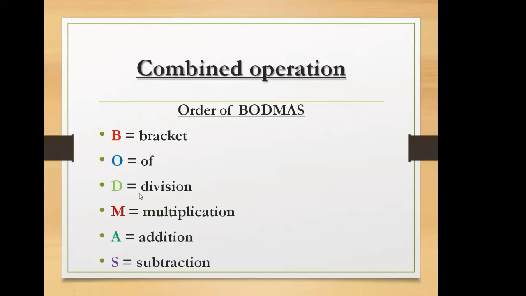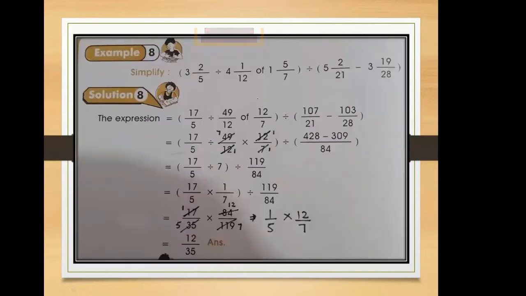In step number two, we will solve division. In step number three, we will solve multiplication. In step number four, addition. And in step number five, subtraction. So this is the order and the sequence of the BODMAS rule, that is how we can solve a question if there is BODMAS in the question. Now let's see this example for more clarification.